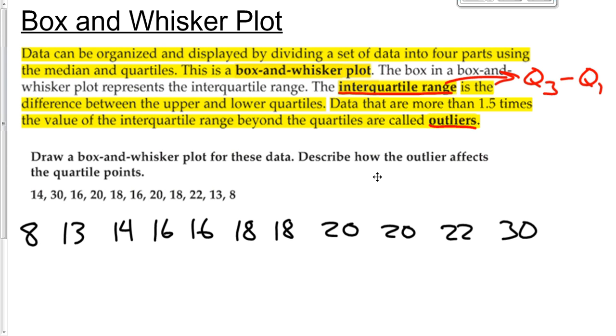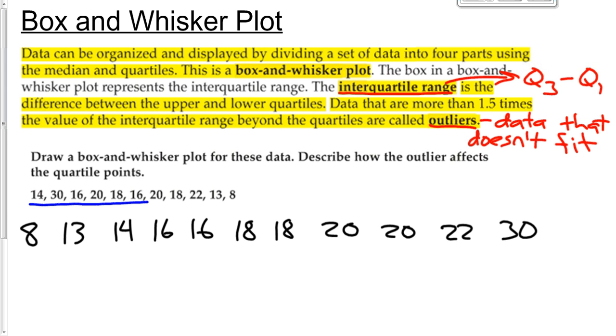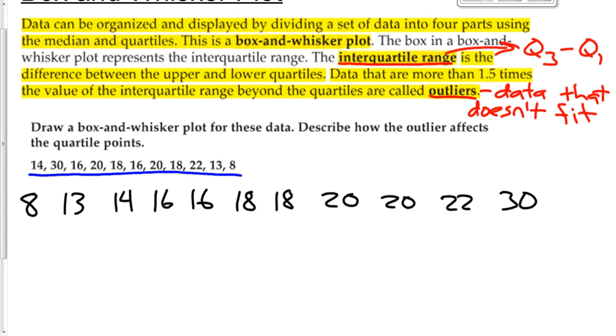But basically what an outlier is, it's data that doesn't fit, or data that doesn't appear to fit with the rest of the data. And I'll show you what that looks like. Okay, so given this information, these numbers here, let's actually just look at what a box and whisker plot looks like. Okay, so first thing we got to do is always order everything.